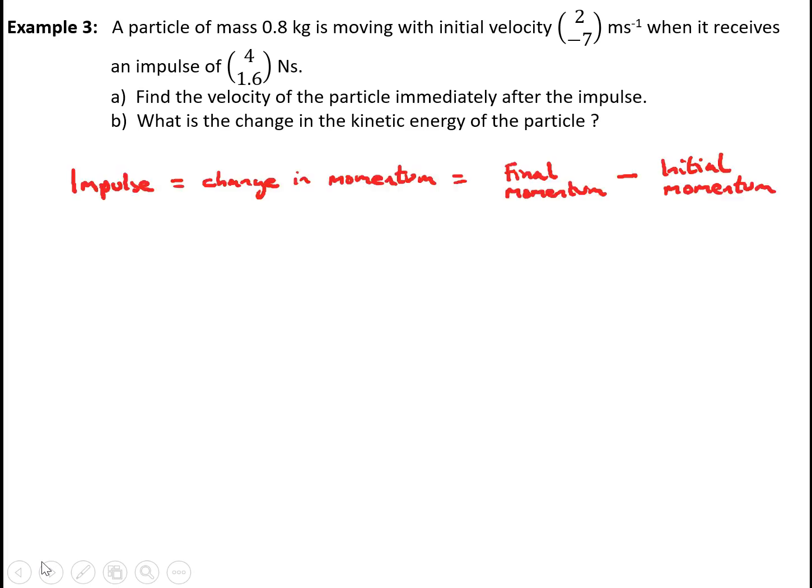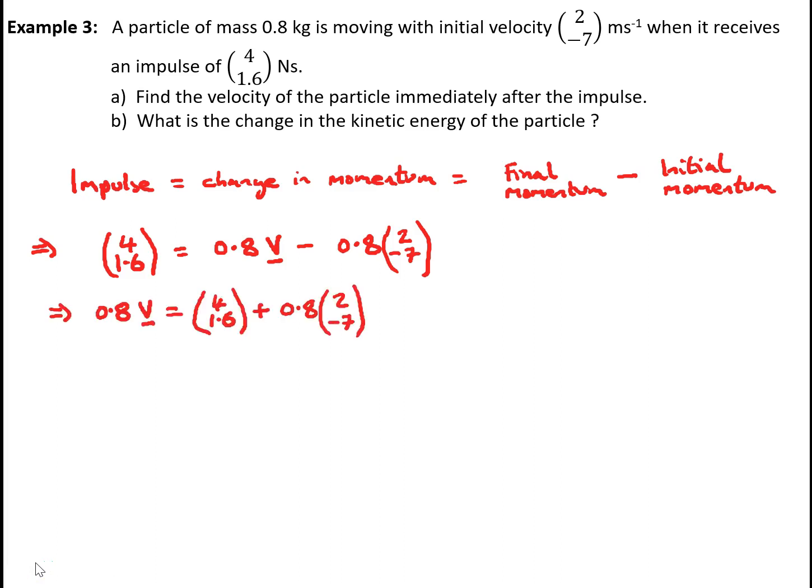So we know that impulse gives us change in momentum, which is the final momentum minus the initial momentum. So we've got 1.6 must equal 0.8 times the final velocity, v, minus the initial momentum, which is 0.8 times the initial velocity, which is 2 minus 7. Which means that 0.8v is equal to 1.6 add 0.8 times 2 minus 7.